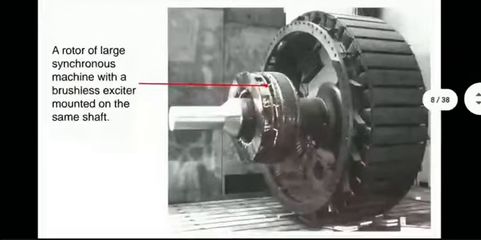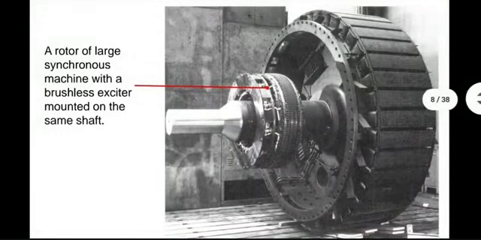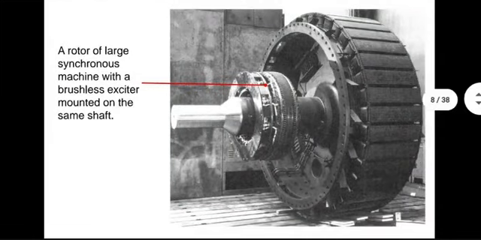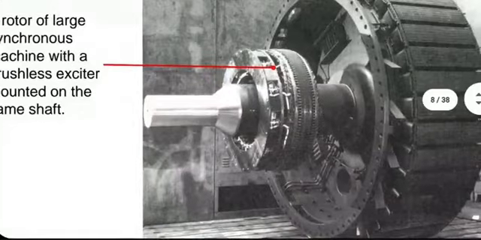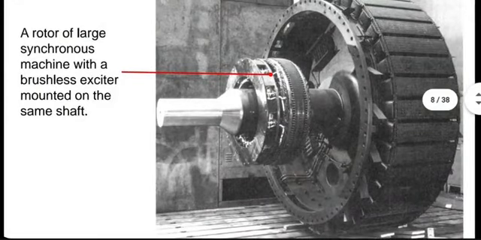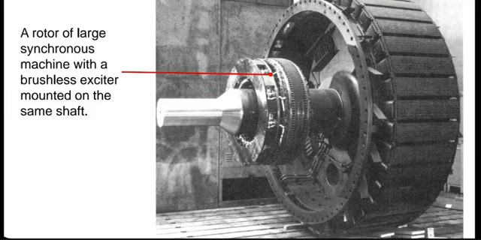This is how a typical synchronous generator looks. This is the rotor right here. It is being excited. That means it is being supplied DC by using not a DC generator in this case, but something called a brushless exciter, which is actually an AC machine whose output is rectified using diodes.